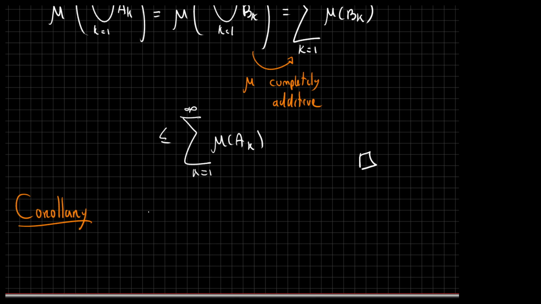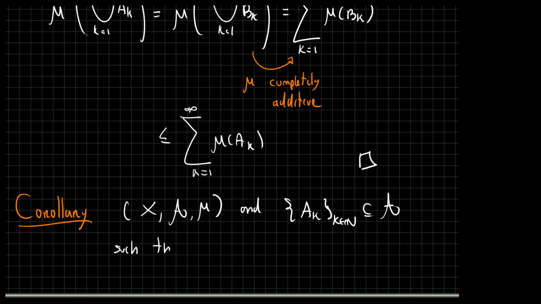The corollary tells us that if we have a measure space here, and this is some countable family of the sigma algebra, such that the measure of every ak is equal to 0, then the measure of the union of every ak will also be equal to 0.